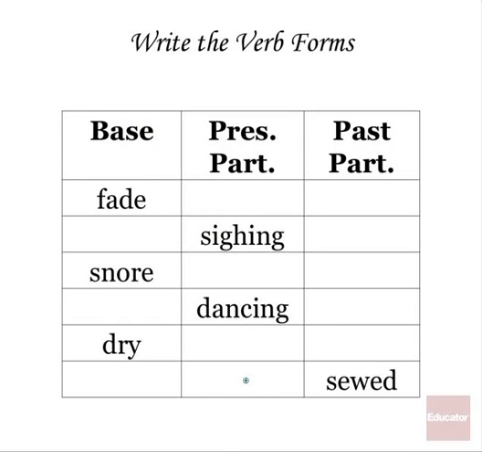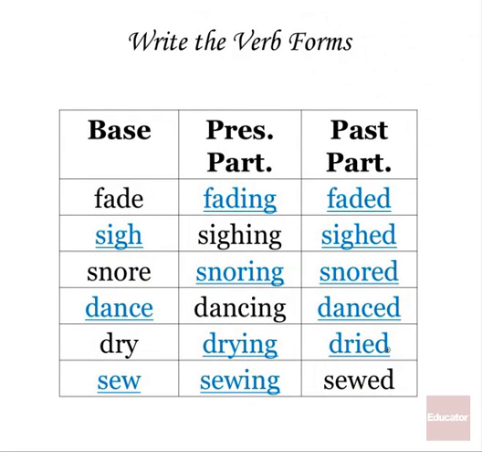All right. You've learned the rules for forming the basic verb forms. See if you can fill in the missing forms on this chart. Take a good look. We've got the base forms fade, snore, and dry. The present participle sighing and dancing. And the past participle sewed. See if you can figure out what goes in the blanks.